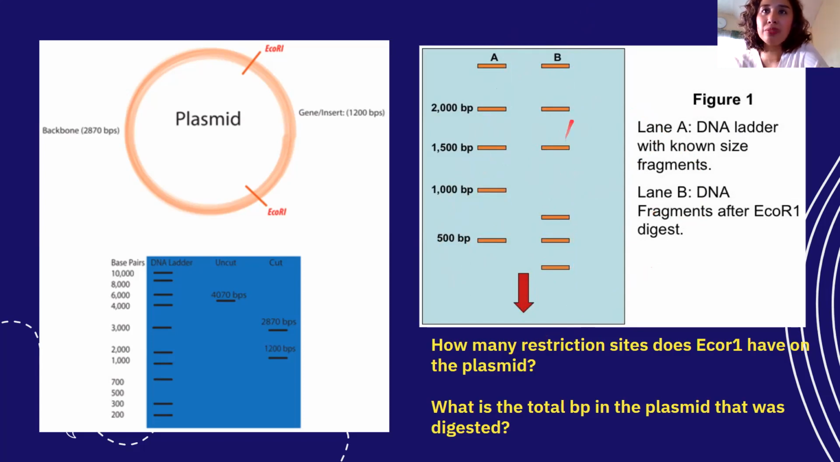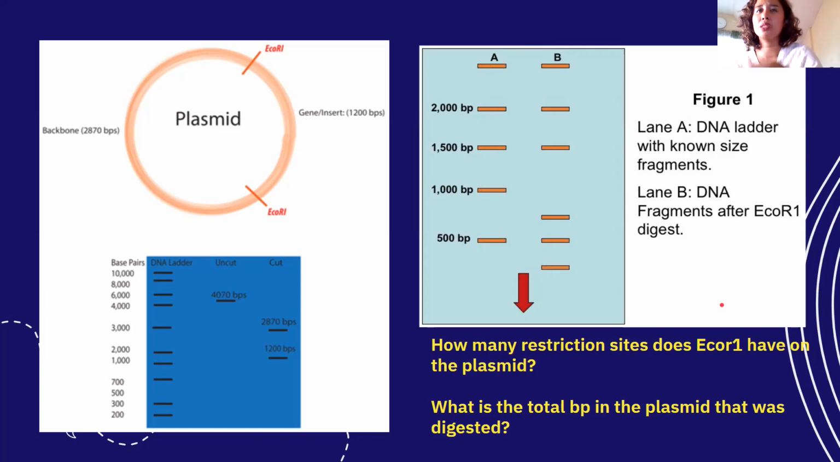So my question, after seeing the gel electrophoresis, how many restriction sites does EcoR1 have on the plasmid? If I told you the number of fragments is equal to the number of restriction sites: 1, 2, 3, 4, 5. So there are 5 fragments, which means there are 5 restriction sites of EcoR1 on the plasmid that was digested.